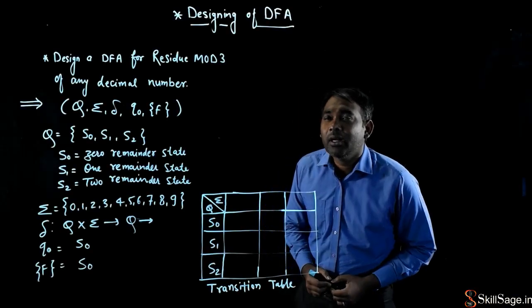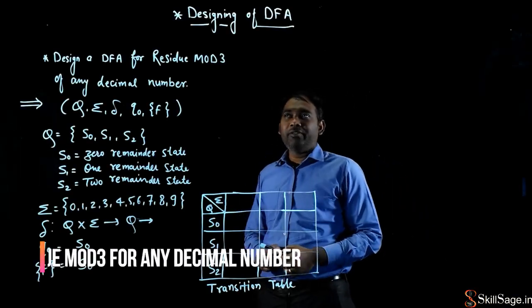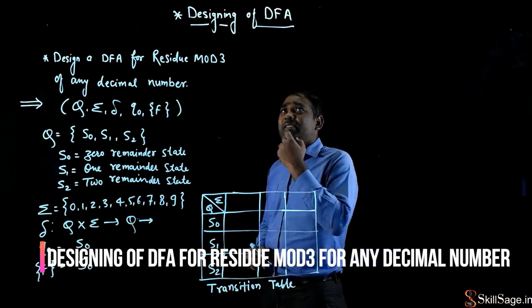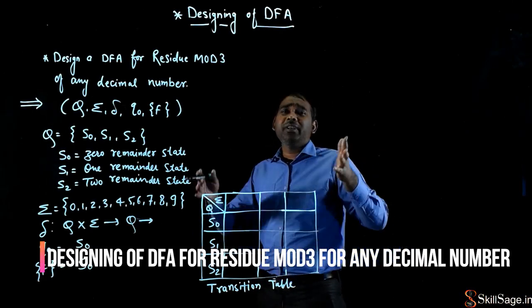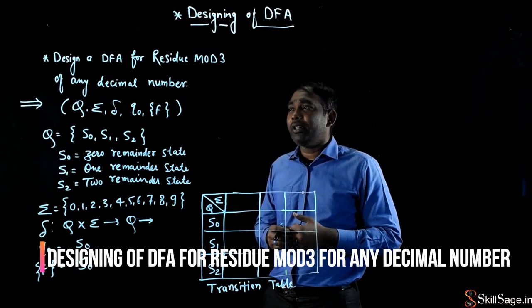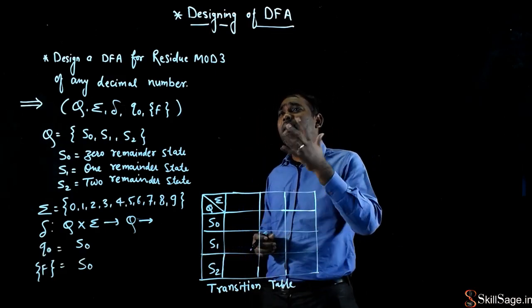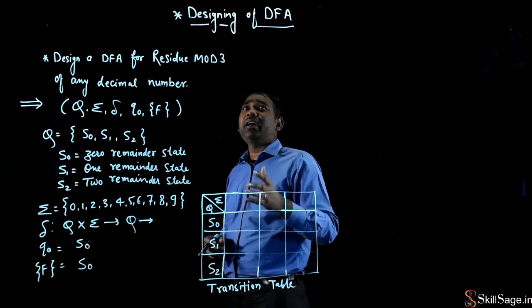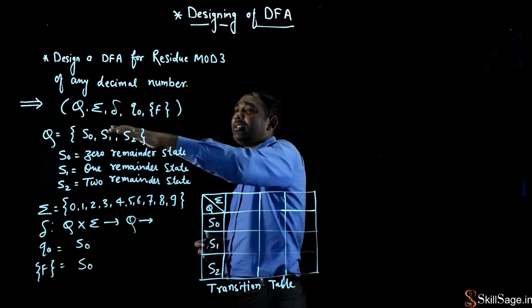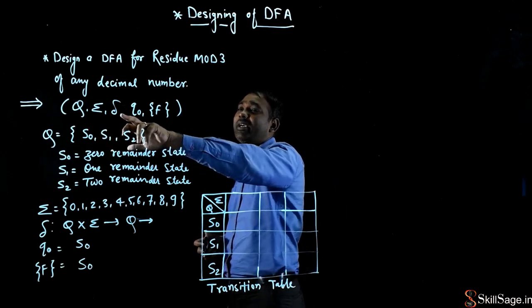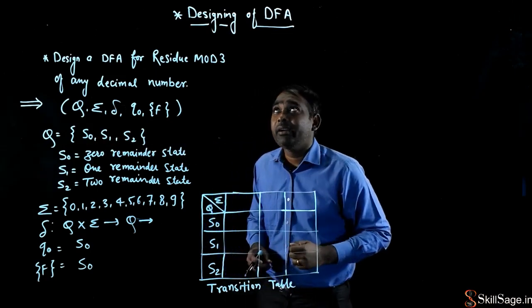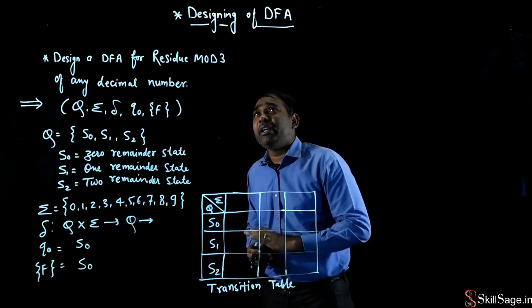Hello friends, today we'll see designing of DFA. What is a DFA? DFA is finite automata without output, right? And when I say finite automata without output, in our earlier videos we have seen that the finite automata has these 5 tuples: Q, sigma, delta, Q0 and F, right? And this is what a DFA is.